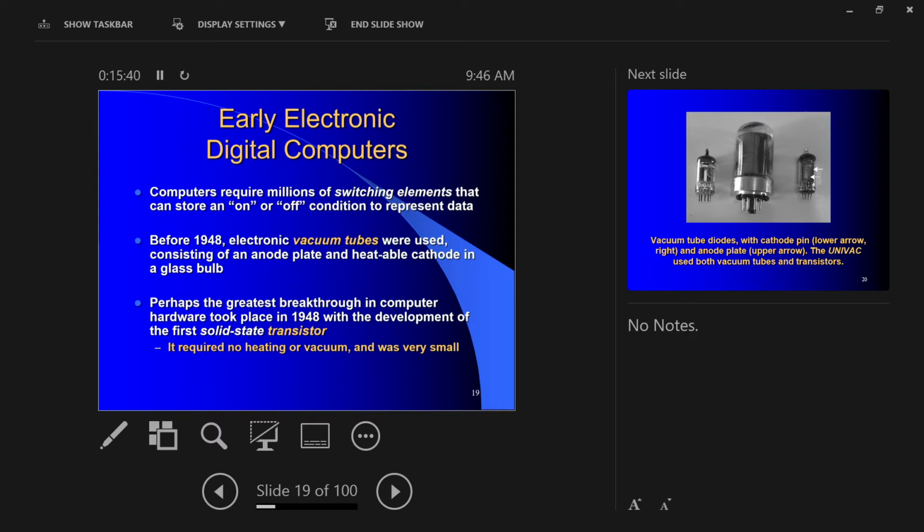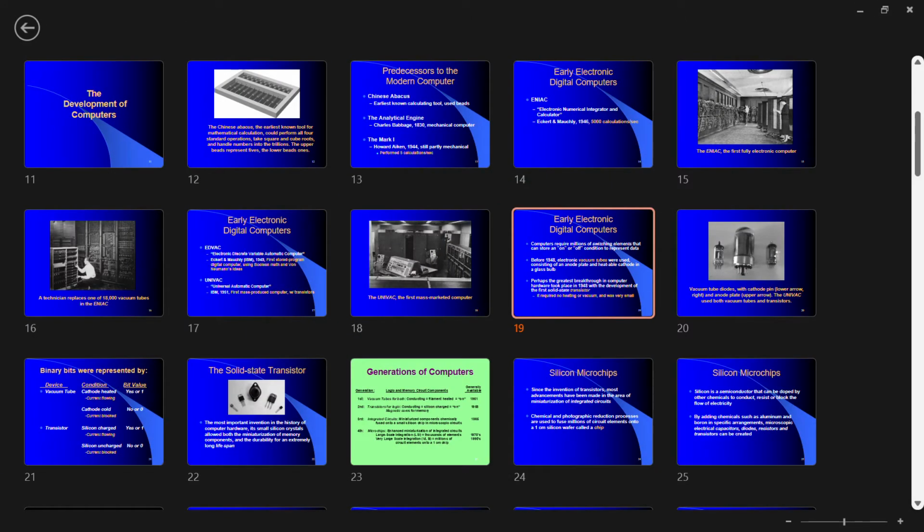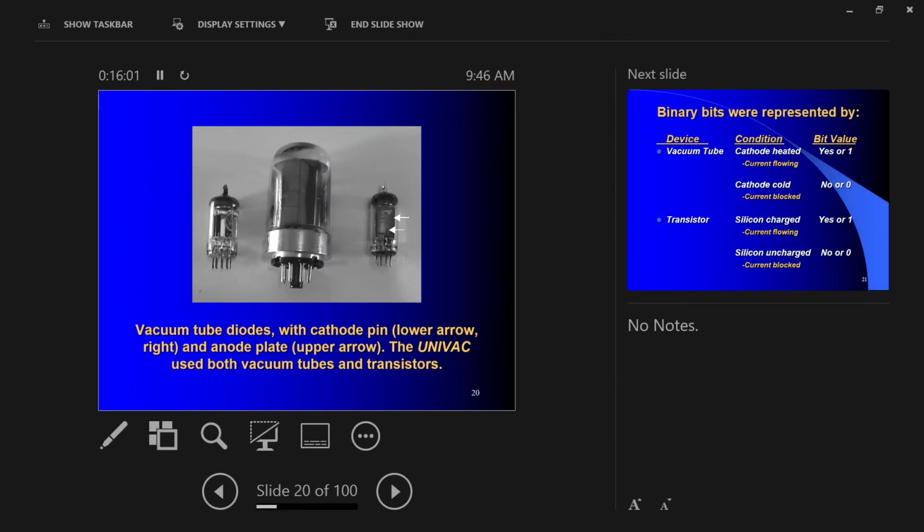No heating or vacuum in it, so no vacuum tube to maintain. That's why the vacuum tubes went bad, by the way. It's because they would lose their vacuum over time. It's hard to make a vacuum tube and hard to keep its vacuum. So the vacuum tubes would go bad. These didn't have vacuum tubes. As it says, these were solid-state transistors. So before we go look at what those are, this is a picture of a vacuum tube diode with cathode pins.